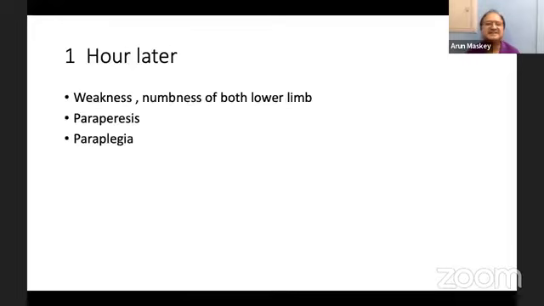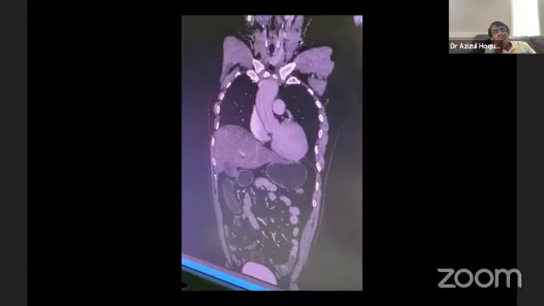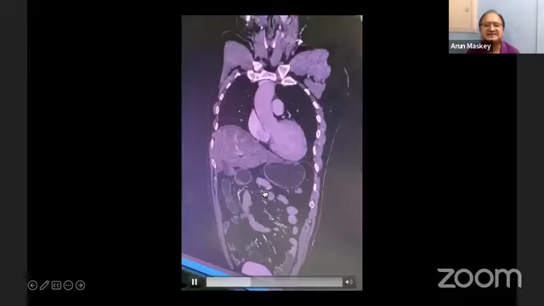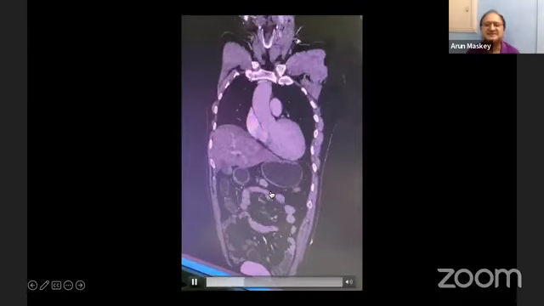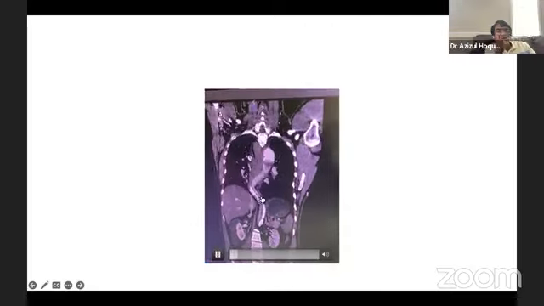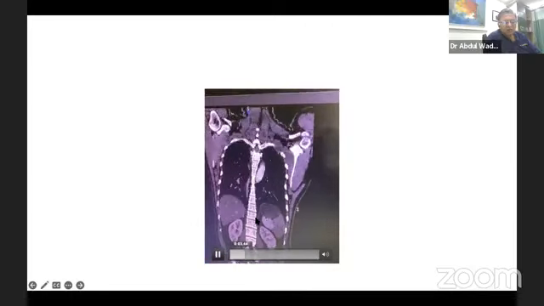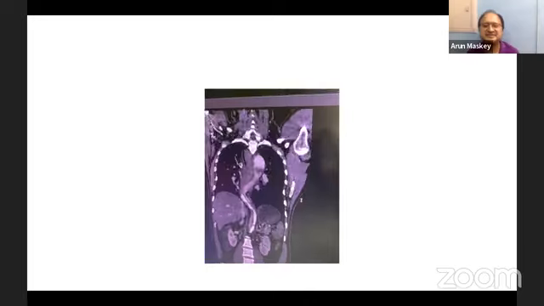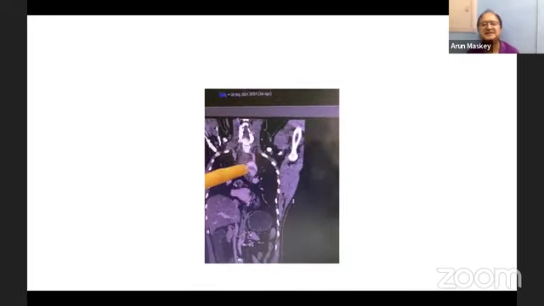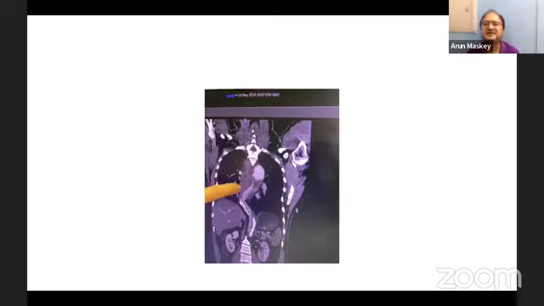And how should I treat? That's the question. Then 1 hour later, the patient develops numbness and weakness of both lower limbs. He had paraparesis and developed paraplegia. This is a CT scan of the patient. What you can see here is a long dissection from the left subclavian artery down to just before the bifurcation.